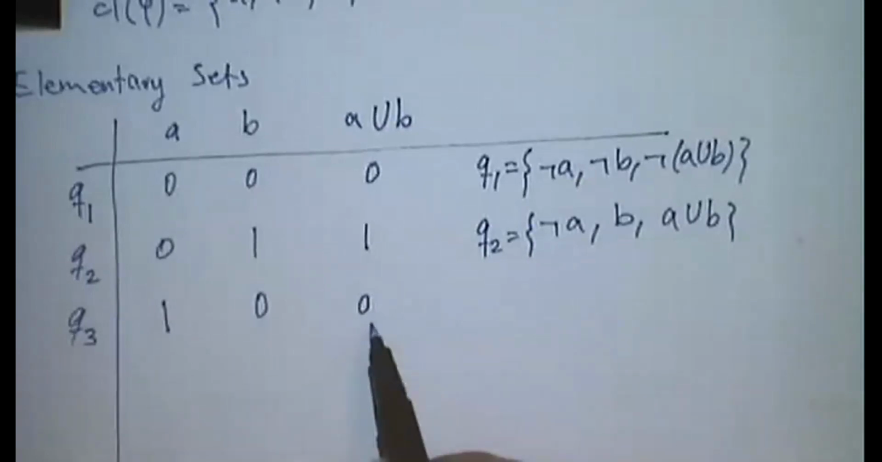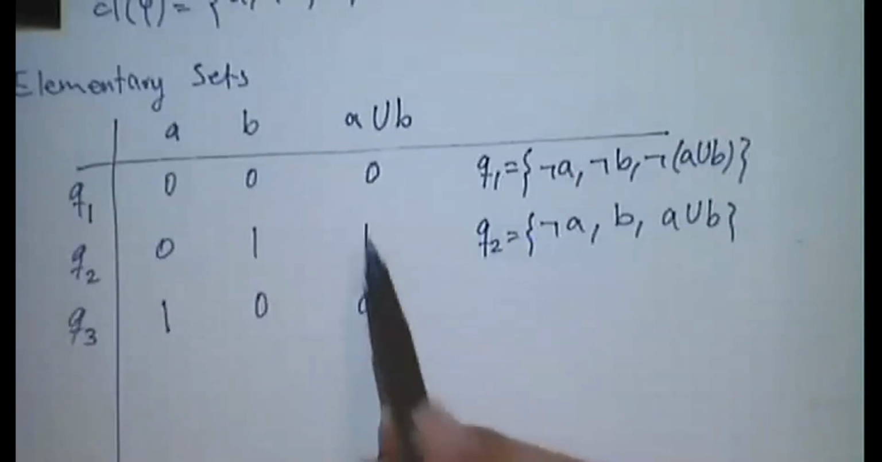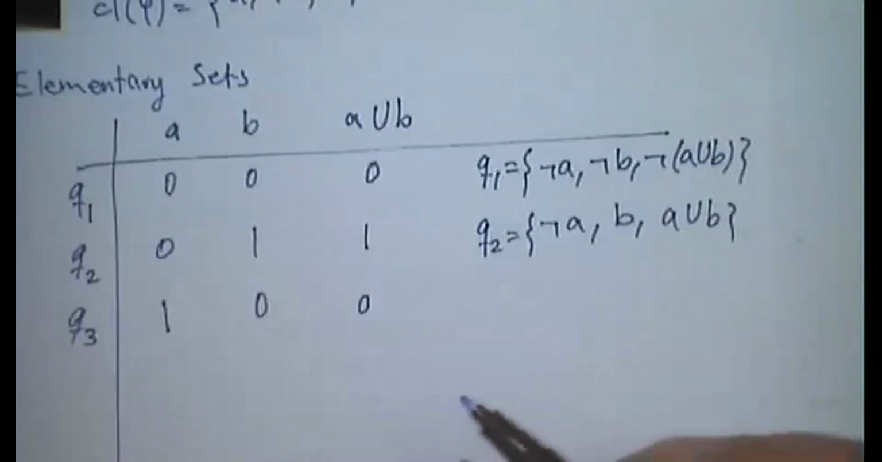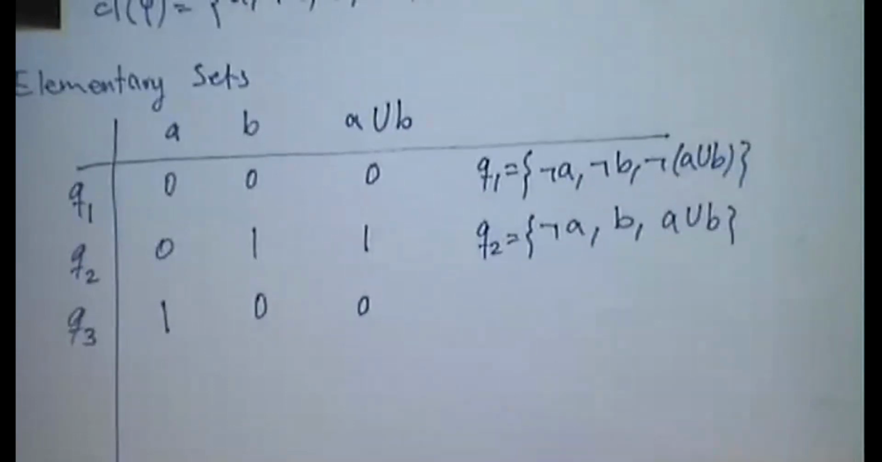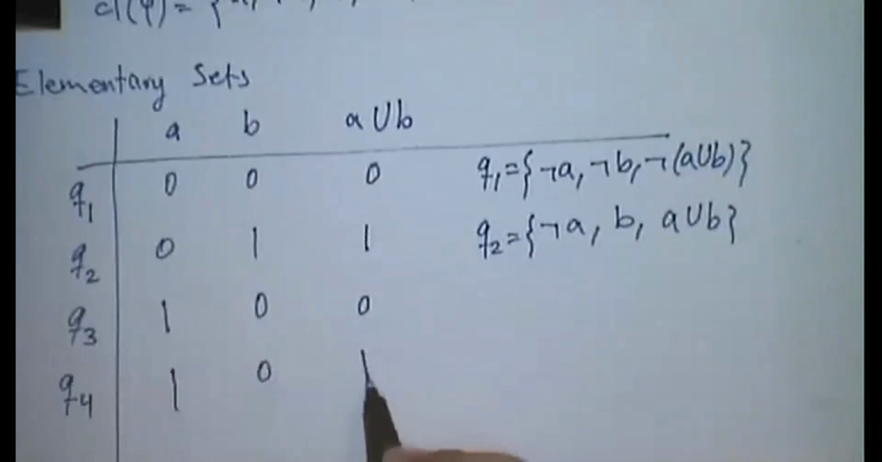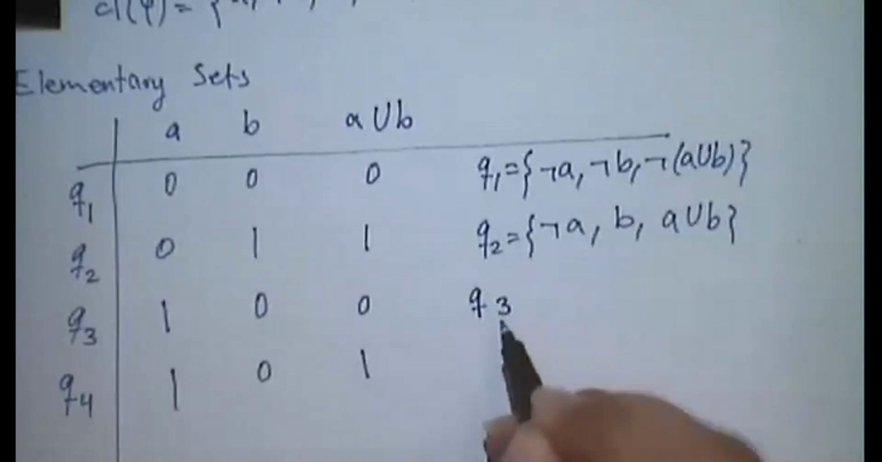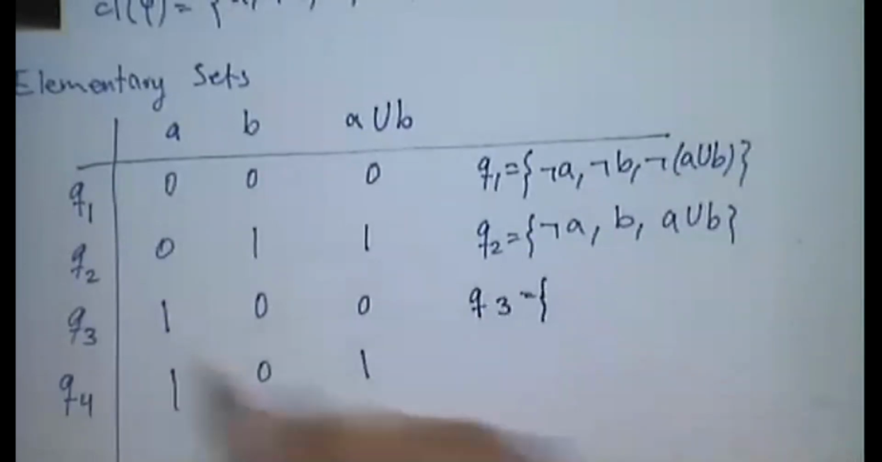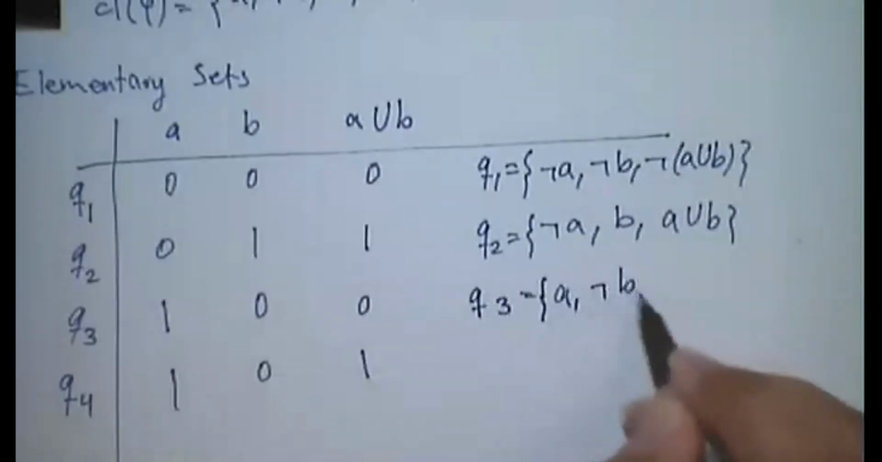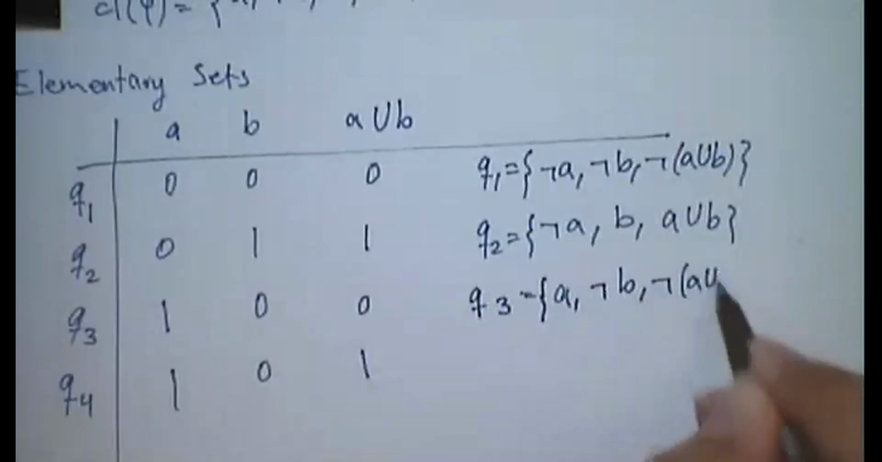Can I put 1 here? Is there a string that satisfies A, does not satisfy B, but satisfies A until B? Yes. For example, the string that has A in its first letter and B in its second letter, right? So that's going to be another state, 1, 0, 1. So Q3 is A, not B, and not A until B.